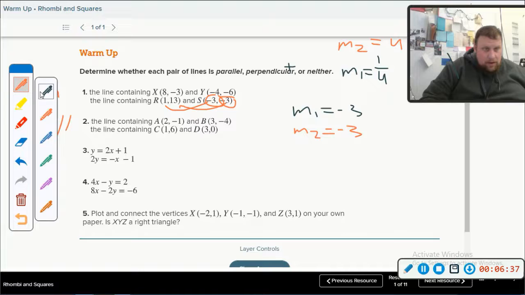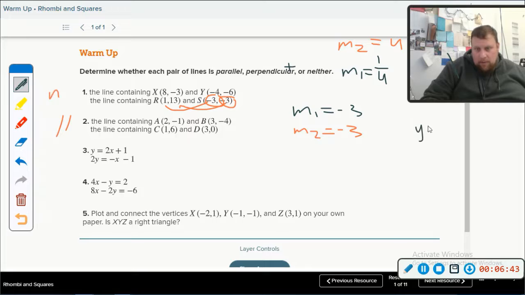And then let's look at your next one right here. To do this, we want to get them each in y equals mx plus b form, because remember, y equals mx plus b.